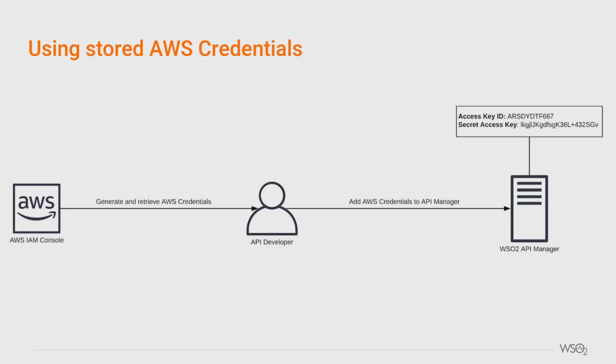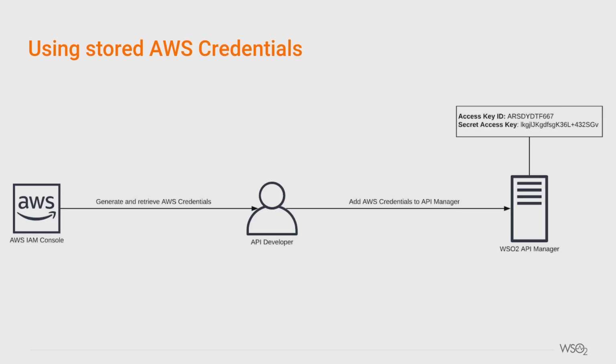When using the stored AWS credentials method, the API developer only has to carry out two simple steps. The first is to go to the AWS IAM console, generate and retrieve the AWS credentials, and then add the AWS credentials to the API Manager in the form of the access key ID and the secret access key. Using this method would be ideal if WSO2 API Manager is not running on an AWS EC2 instance or AWS Lambda functions are hosted in a different AWS account.